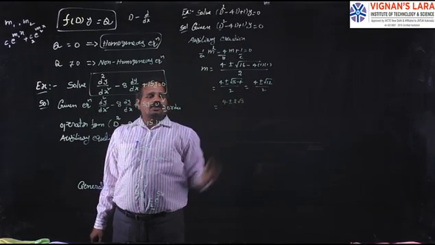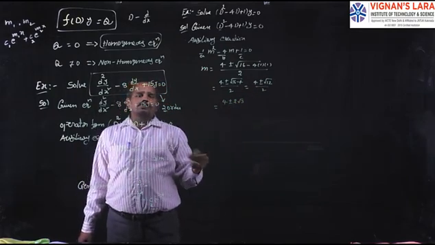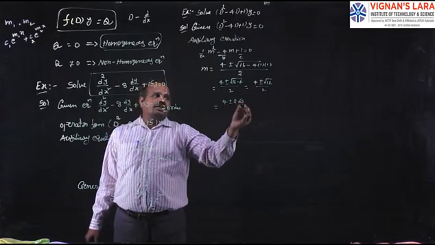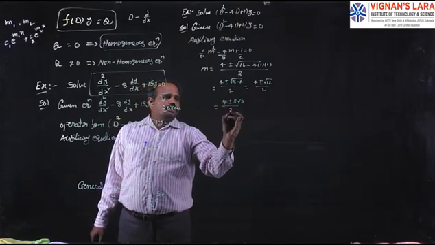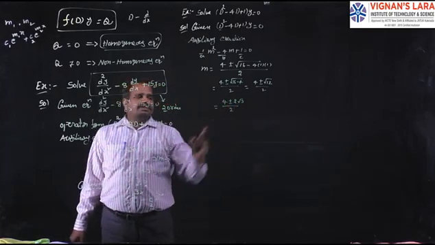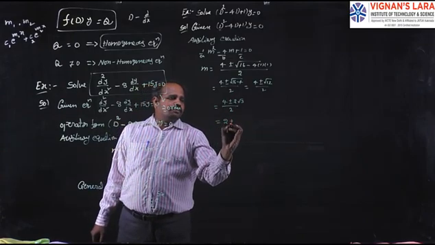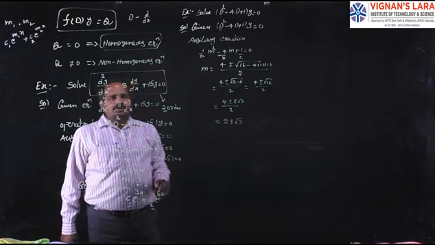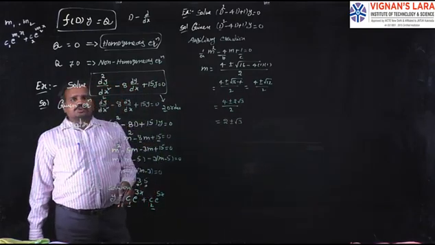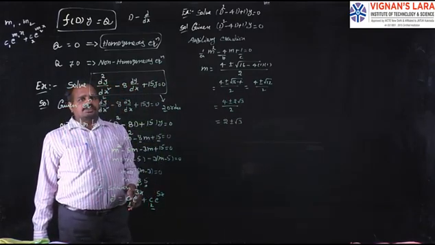Because 12 can be written as 4 times 3, the square root of 4 is 2. So it is 2 root 3 by 2. The numerator has 2 in common, so take that out and cancel. What is remaining? 2 plus or minus root 3. Here two roots exist. One root is 2 plus root 3, another one is 2 minus root 3.